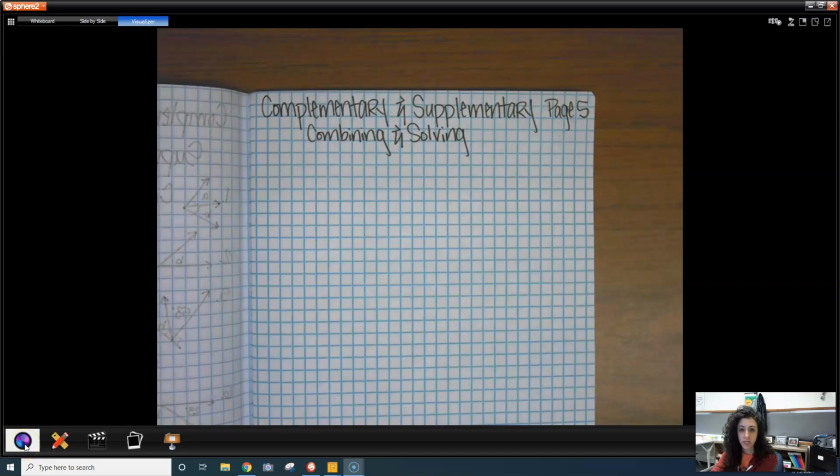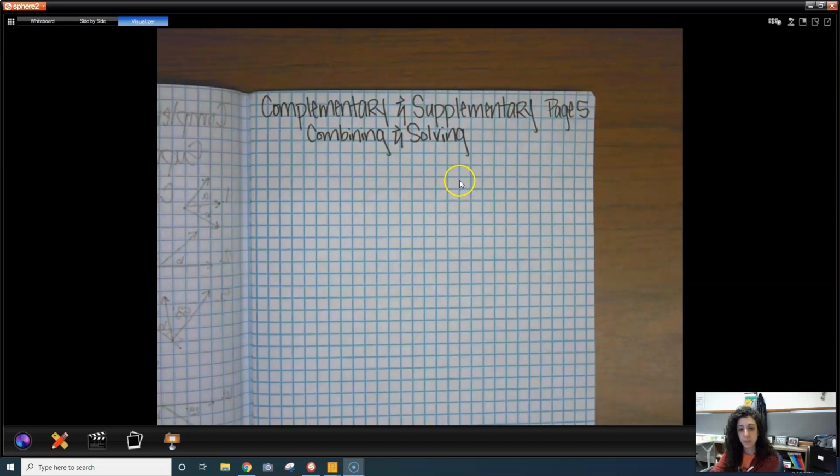Hi everyone! Today we are going to be taking notes and doing some practice on page 5 in our notebook. Again on complementary and supplementary angles, and today we're going to do some combining and solving. So combining like terms and using inverse operations to solve.